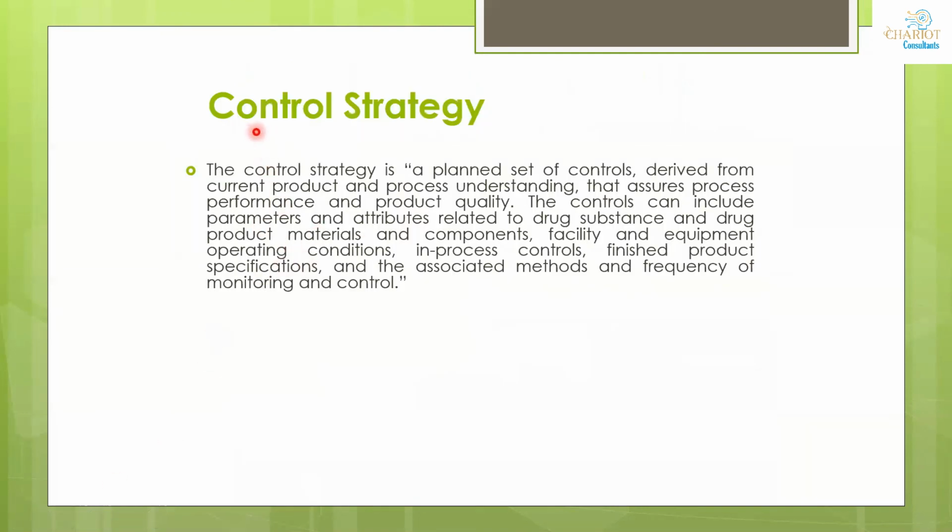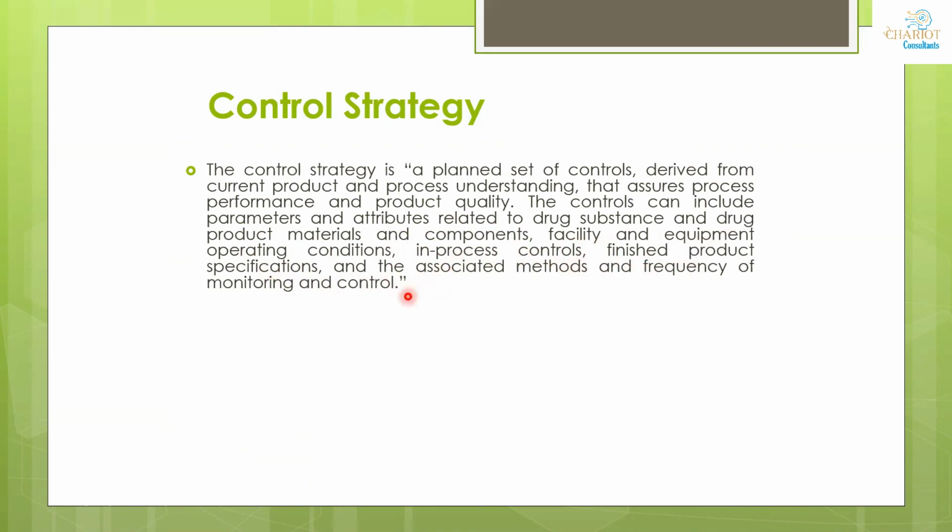So finally, the control strategy. The control strategy is a planned set of controls derived from current product and process understanding that assures performance and product quality. The control can include parameters and attributes related to drug substance and drug product material and component, facility, equipment operation conditions, in-process control, finished product specifications and all.